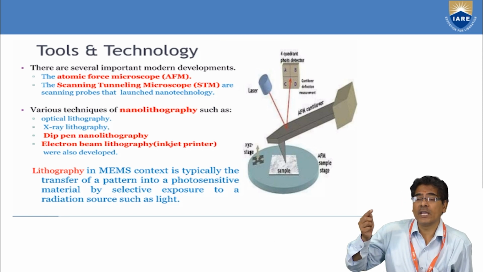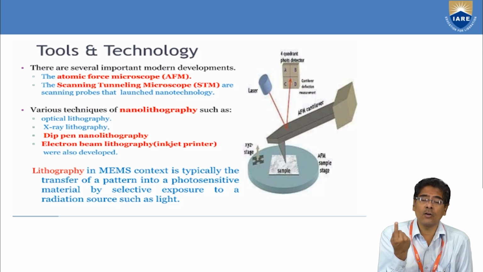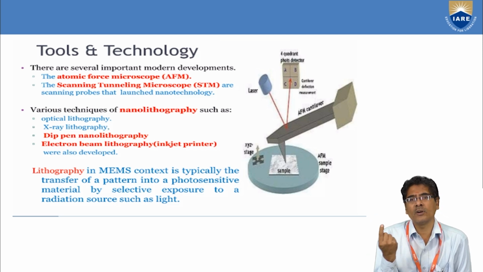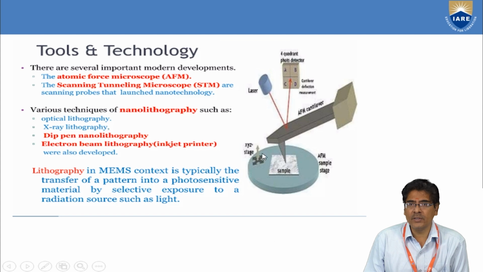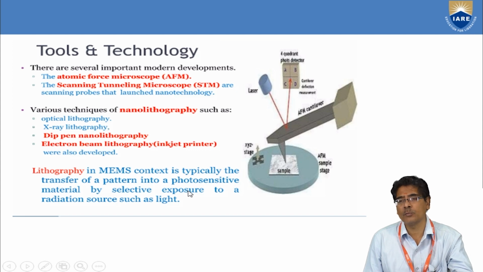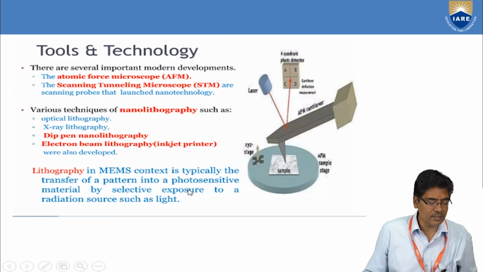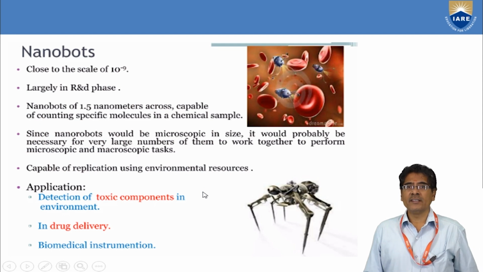Patterning means that we can pattern a circle, a triangle, a rhombus, a rectangle. Whatever the pattern, lithography is the best method to pattern. Lithography in the MEMS context is typically the transfer of a pattern into a photosensitive material by selective exposure to a radiation source such as light. Right. So these are certain applications.